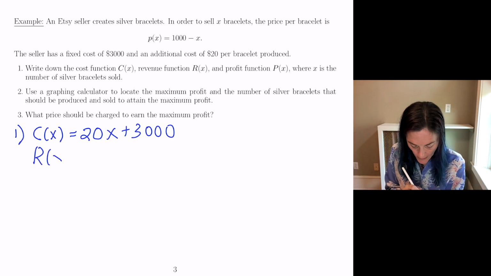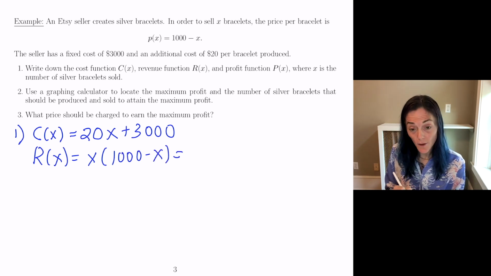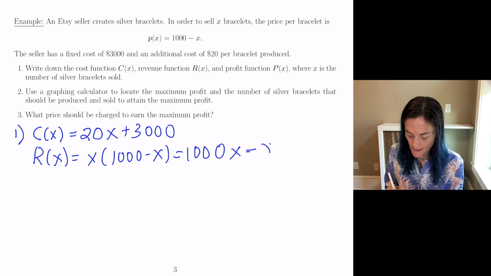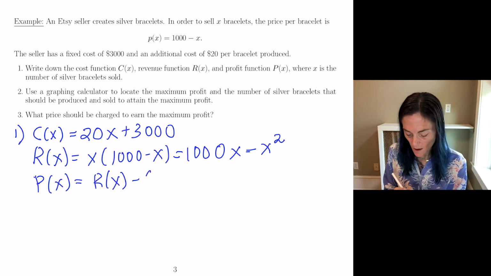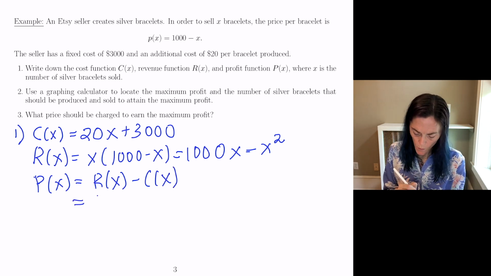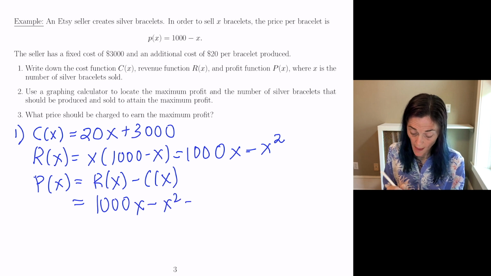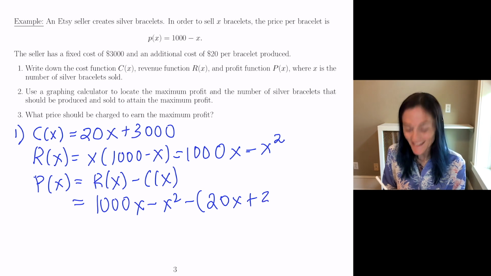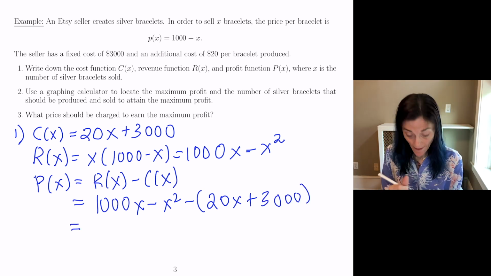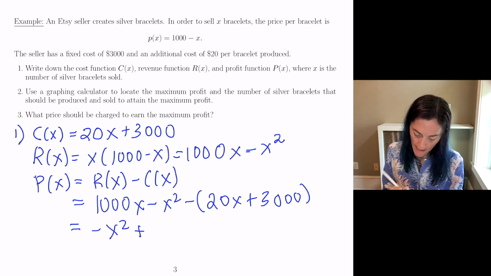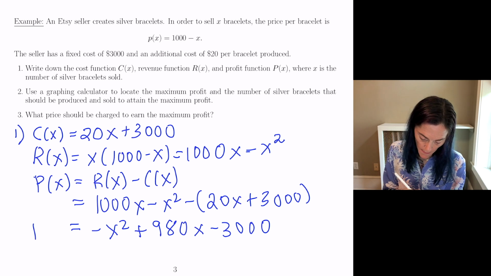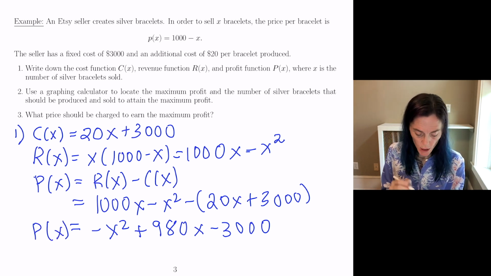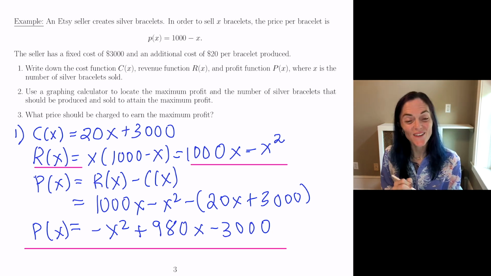Now we want revenue, which is the number of items sold times the price per item. We have 1,000x minus x squared, and then the profit we know is the revenue minus the cost. Okay, so the revenue is 1,000x minus x squared, then subtract off the cost. Now, don't forget to distribute this negative sign. So we have minus x squared, we have plus 980x, and then minus 3,000. Here is my profit as a function of x. So we finished number 1. We have profit, we have revenue, and we have cost.